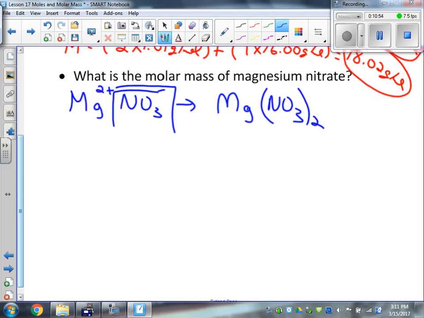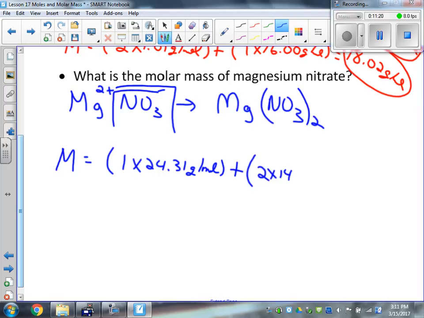Now you have to say to yourself, okay, how many magnesiums do I have? How many magnesiums are there? 1. Okay? So I'm going to put here, molar mass is 1 times 24.31 grams per mole. That's magnesium, by the way. Plus, okay? How many nitrogens do I have? 2 is the correct answer. 2 times 14.01 grams per mole. And how many oxygens do I have? This is like balancing chemical equations, guys. 6, I believe.